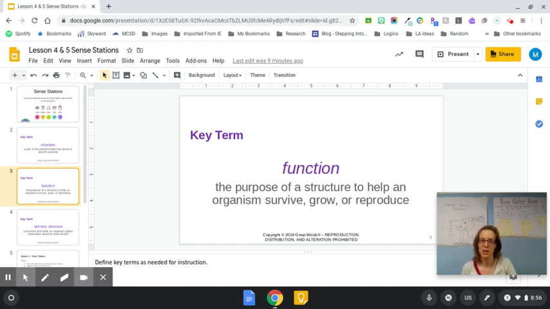The next word we're going to talk about is function. The function is the purpose of that structure. So different structures in animals are used to help that animal survive. So maybe camouflage or the structure of their fur patterns, to grow or to reproduce to make sure that they don't go extinct. And so different structures within the animal have different functions.